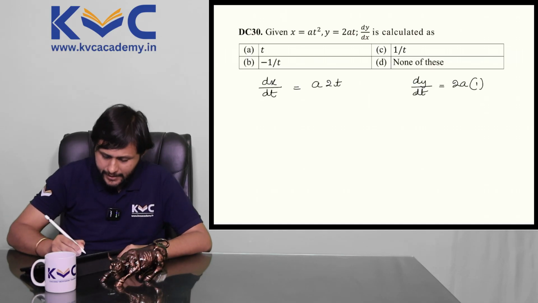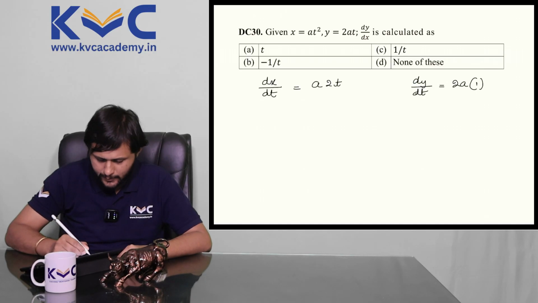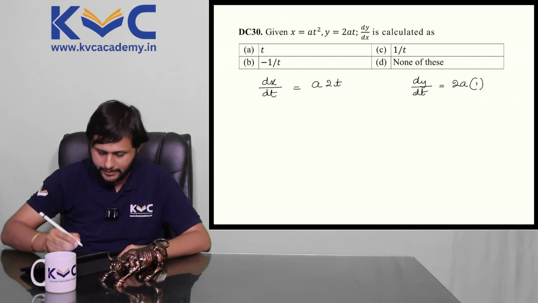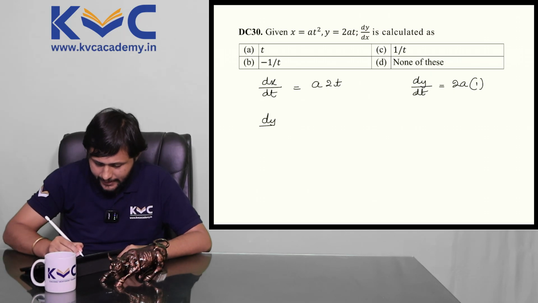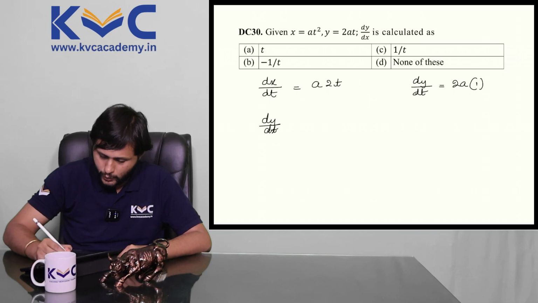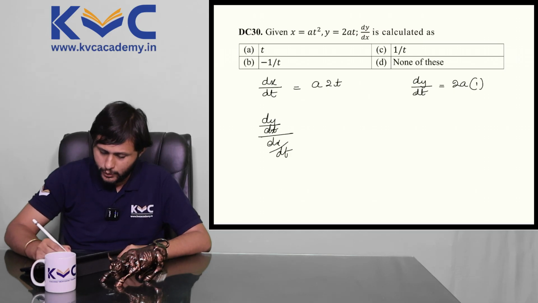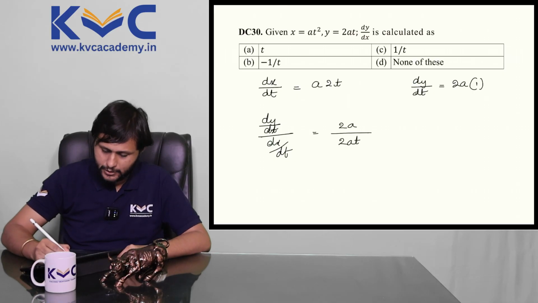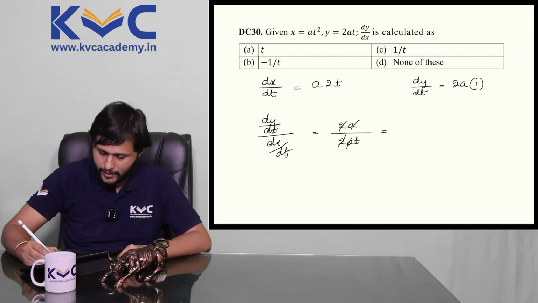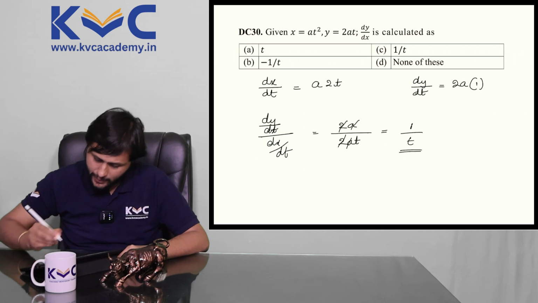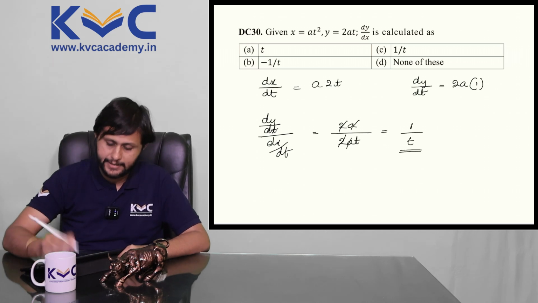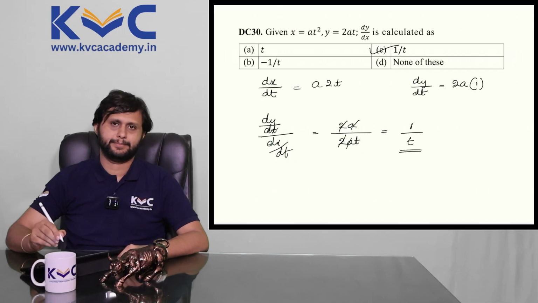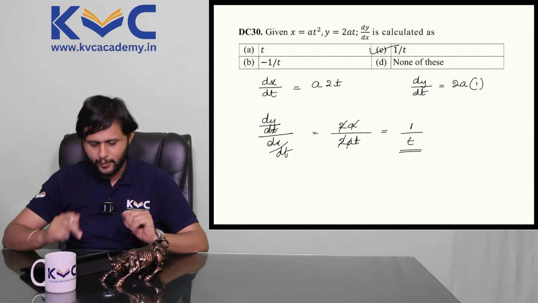I get dy by dt divided by dx by dt. Let me write that in this problem. Again, the next one I'm not writing this. So I get 2a divided by 2at. a cancels, 2 cancels. Final answer is 1 by t. Do we have that option? Yes, we do. Option C is the right answer. Easy, right? Few more questions.